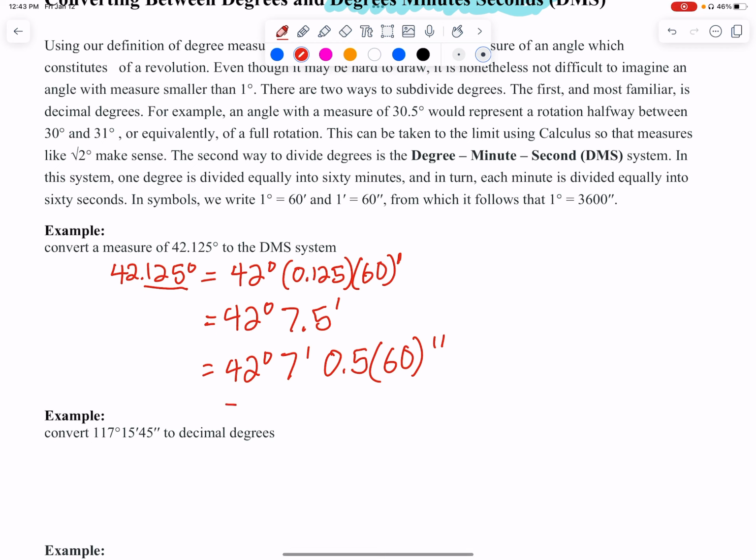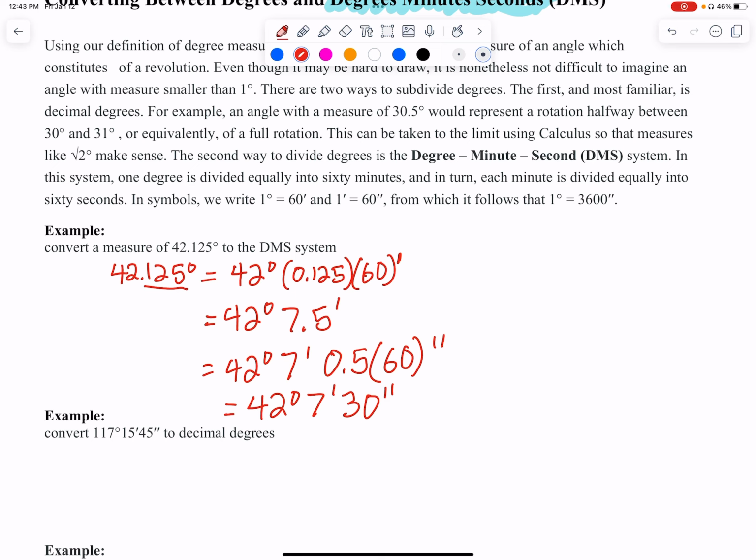Now that's going to give me my seconds. So this is 42 degrees, 7 minutes, and 30 seconds. So that gives us a very accurate description of that angle without using a decimal to break it up. This has to do a lot with gears turning, right? If I just turn a gear to move things, I can break them into 60s because that's how we typically break our full circulation up.